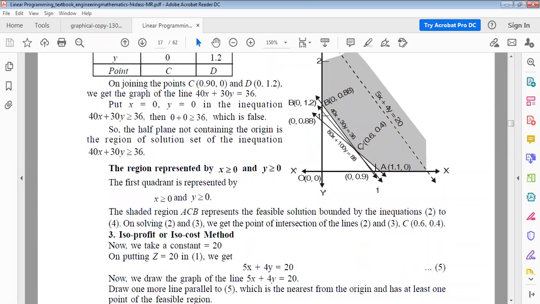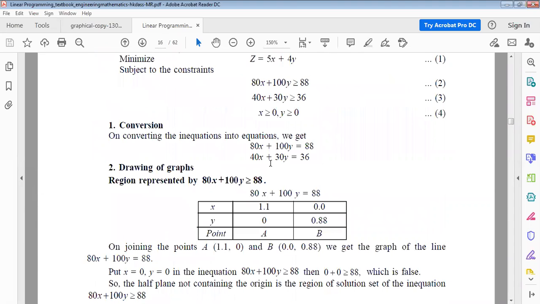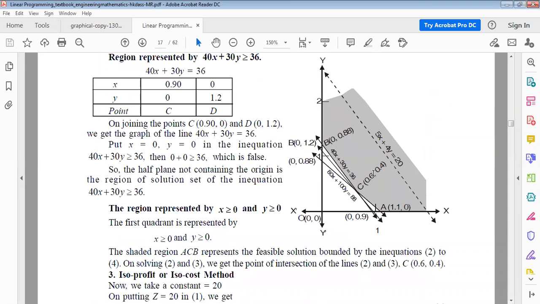And the C point, the intersection point, is 0.6 and 0.4. How does it come? Just solve these two equations for x and y. Multiplying equation 1 by 2 and equation 2 by 4, then after subtracting we get the value of y, and putting the value of y in any equation, we get the value of x. Then x equals 0.6 and y equals 0.4.